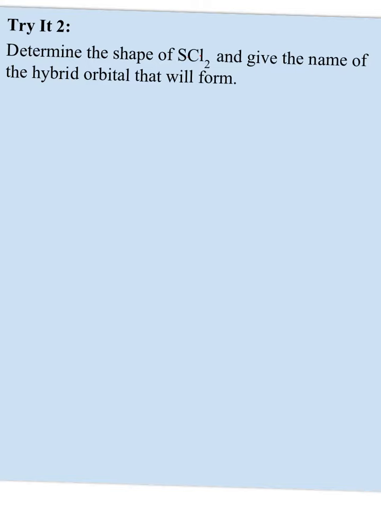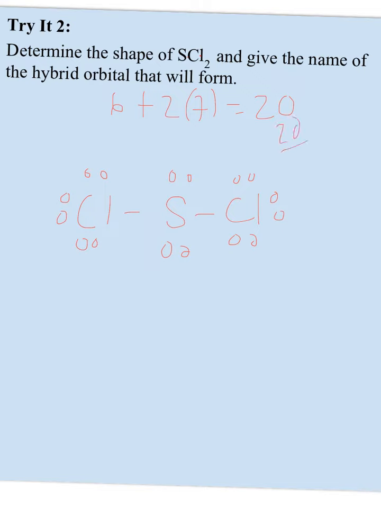SCl2, sulfur has 6 electrons. The 2 chlorine each have 7, so I have a total of 20 electrons. So when I put the S in the center and attach each Cl, I would need 6 more electrons on each Cl. I'd need 4 more electrons on the sulfur. And when I count up, that would take 2, 4, 6, 8, 10, 12, 14, 16, 18, 20 electrons to form that.